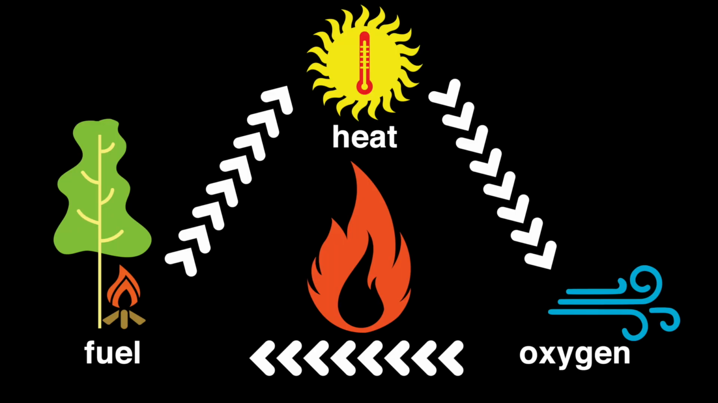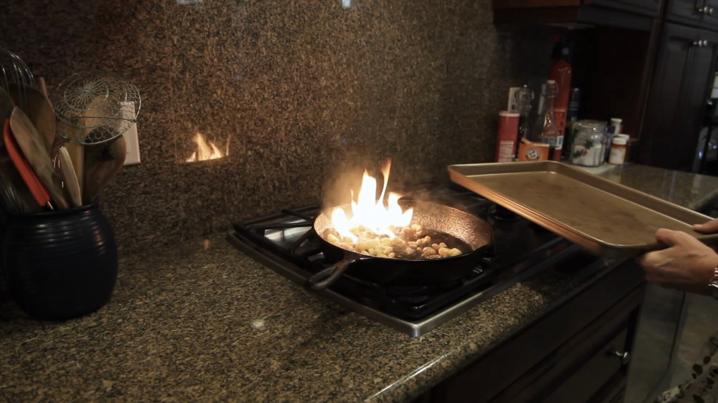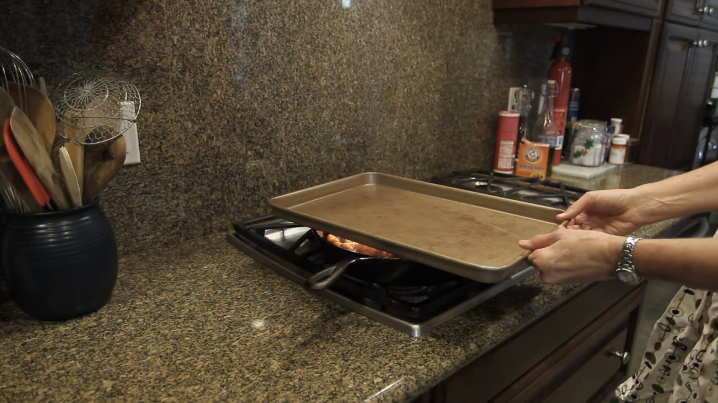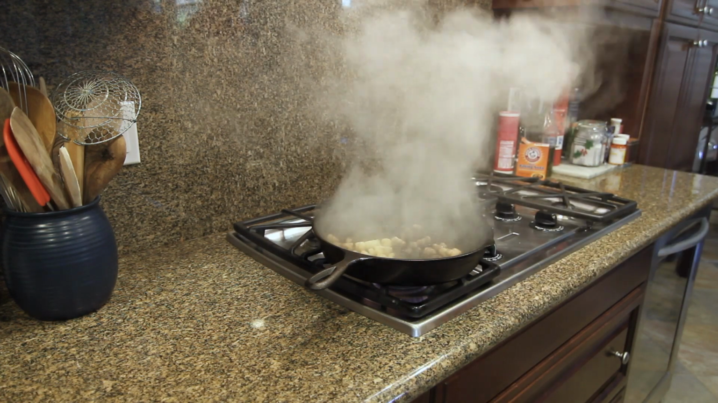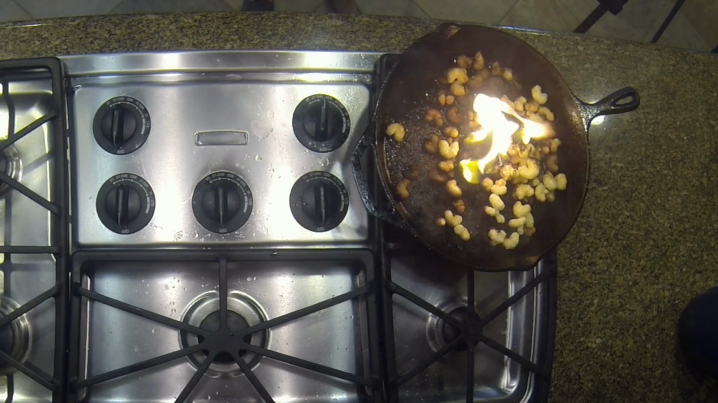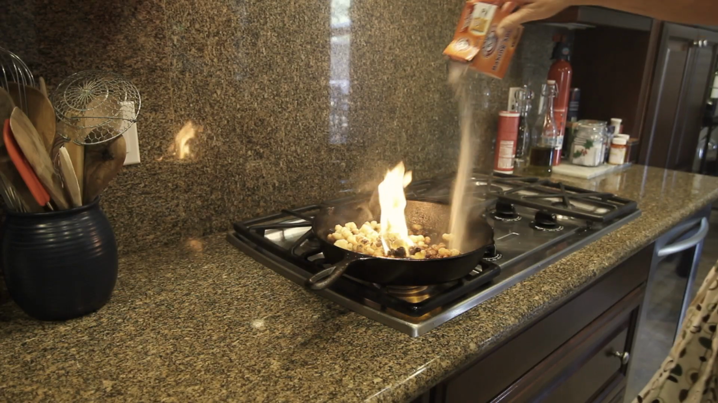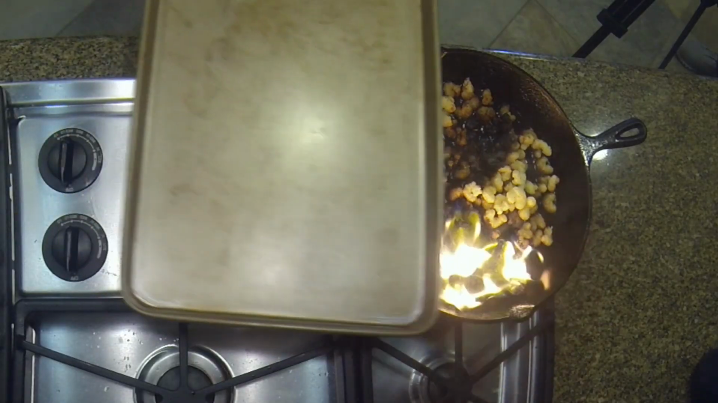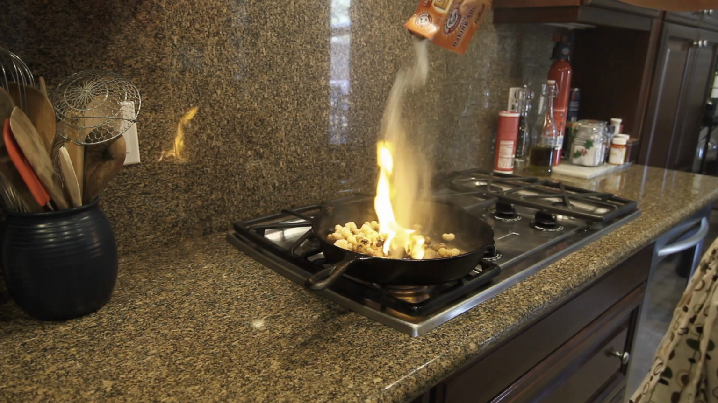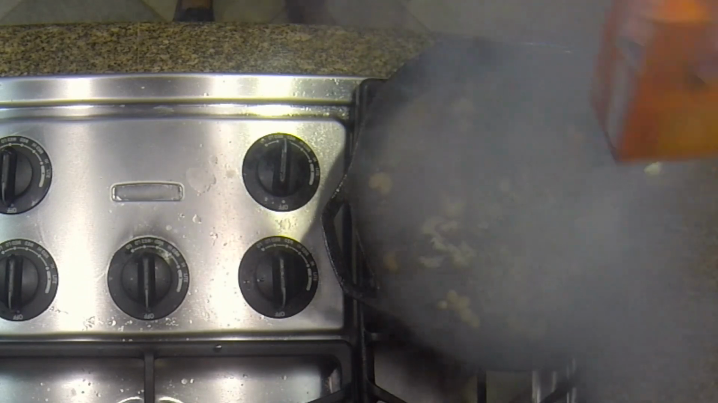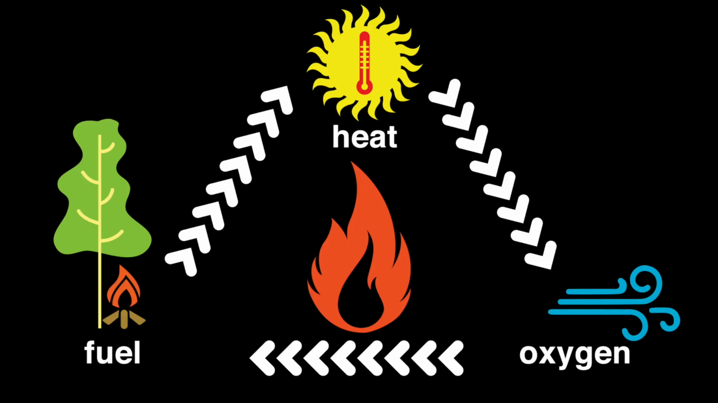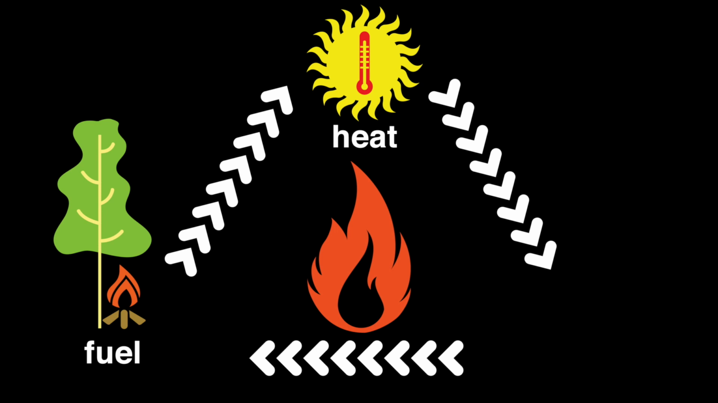Let's go back to our fire triangle. Heat isn't the only element we can remove. Watch what happens when we slowly move a lid over the burning material in the pan. The same thing happens when we carefully pour baking soda over it. That's because the lid and the baking soda accomplish the same thing. They both smother the fire. Or to put it another way, they remove the oxygen.